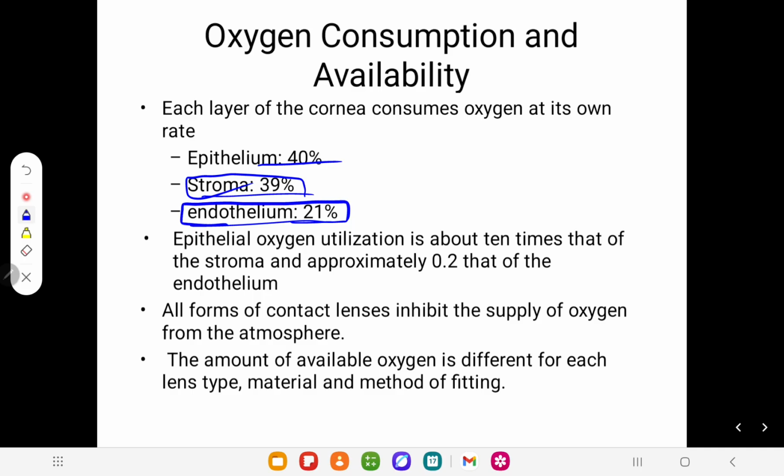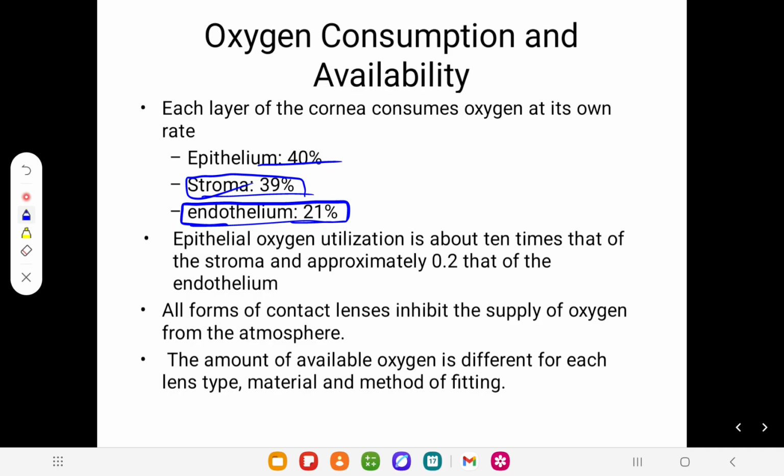21%. Can you think? Endothelium is a single layer and yet consumes 21% of the oxygen. Yes, that's quite something. You must understand this concept. Epithelial oxygen utilization is about 10 times that of the stroma, and approximately 0.2 that of the endothelium. So basically, epithelial oxygen utilization is approximately 10 times. Means what? You have to consider thickness, bulk, and mass, isn't it?